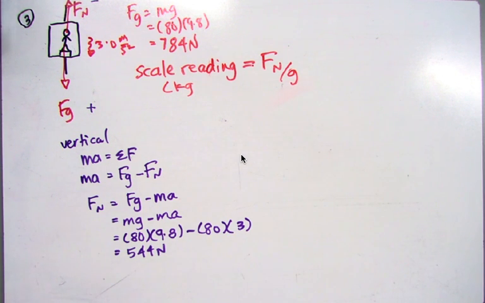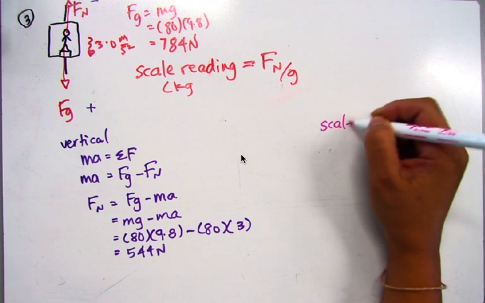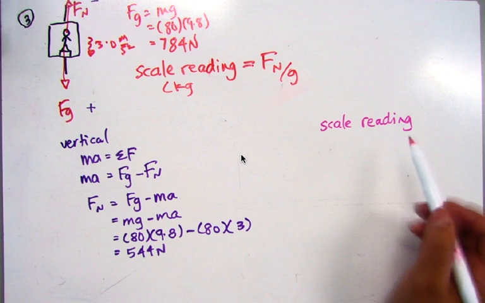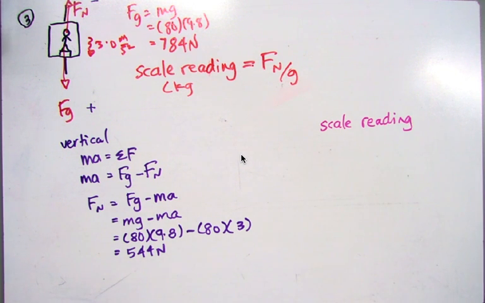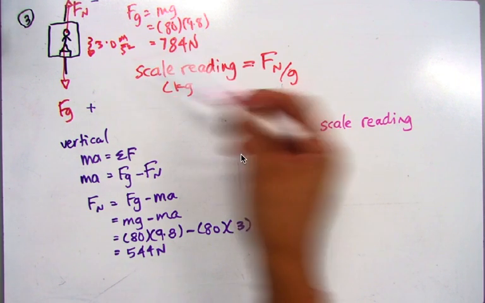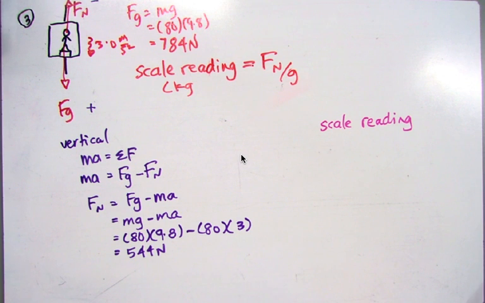So now the question asks us for the scale reading. The way you find the scale reading in kilograms, it's like the scale thinks that 544 newtons are being pressed on it. I mean, your scale doesn't know. It thinks it's sitting in your bathroom at rest and there's a 544 newton person standing on it. It doesn't know it's actually in an elevator accelerating down so that the normal force is smaller, so that there's a 784 newton person pushing down on it, but it's accelerating, therefore the force it feels is less.